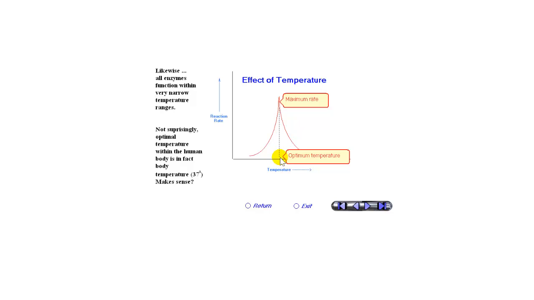You have some very strange bacteria that contain enzymes that actually live in hot springs that function best at a very high temperature. At the same time, you've got other enzymes in organisms that live in polar regions that function better at a low temperature. Not surprisingly, optimal temperature within the human body is in fact body temperature, 37 degrees.